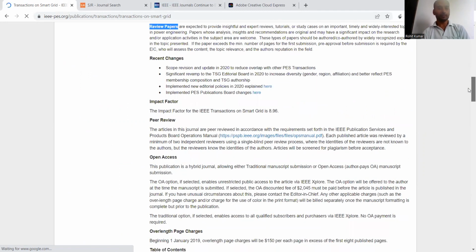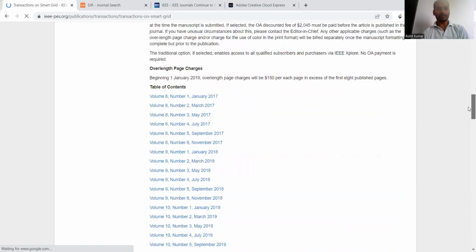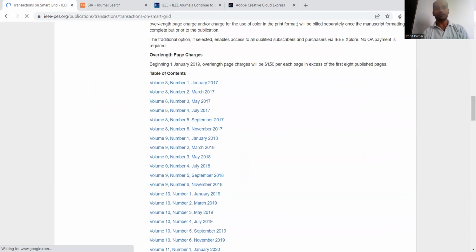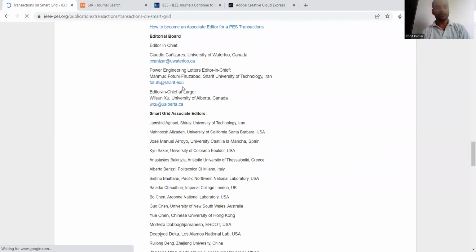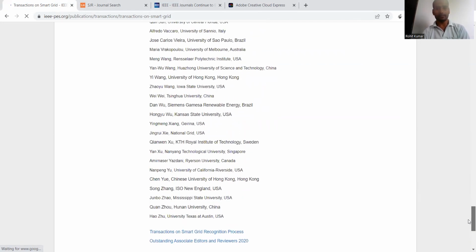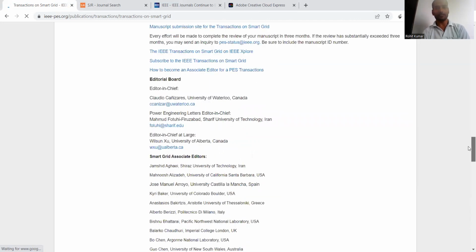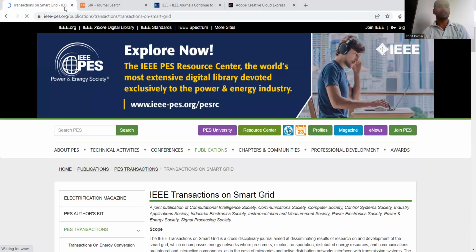Additionally, besides the impact factor, they have given open access policies, peer review policies, and the length related policy, meaning the over length charges are $150 per page. Okay, now coming to the editorial board here. So Mr. Claudio is the editor-in-chief, University of Waterloo, Canada, and there are so many other associate editors here you can see, and these are more than 40, I think 40 to 45 editorial board members are there, and in this way you can see how many activities are going on under the umbrella of this particular transaction.